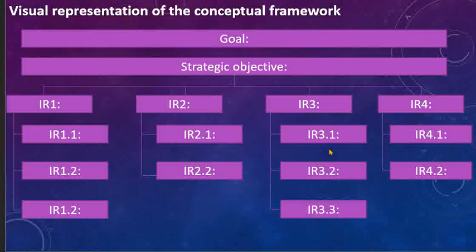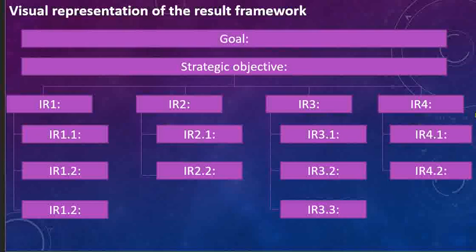Actually, this should be result framework. Let me correct it here. Result framework. You are going to have the overall goal. You are going to have a strategic objective, and then you are going to have intermediate results. So you can have intermediate result 1, intermediate result 2, result 3, result 4, and so on.